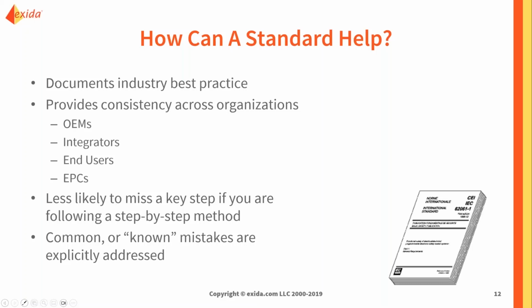And then the last one, common or known mistakes are explicitly addressed. This one is particularly important for the machinery industry because with all of those application and machine type specific standards, a lot of those common or known mistakes are explicitly called out in terms of common hazard areas, specific scenarios to look at in the risk assessment, typical guarding strategies for them. And so that can be really beneficial in taking a base machine and adding some significant safety features onto it.